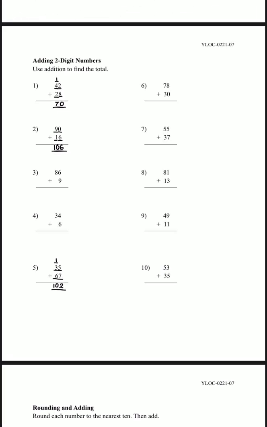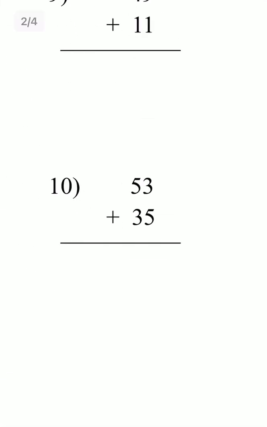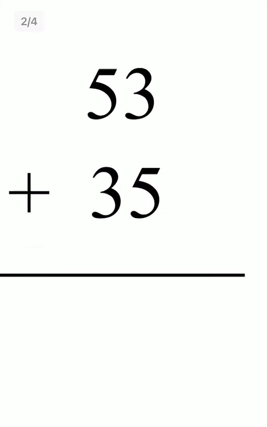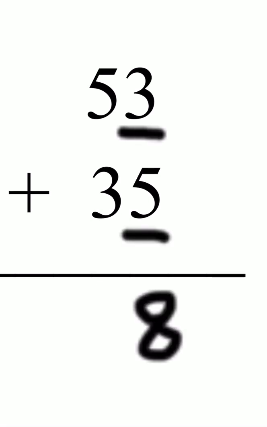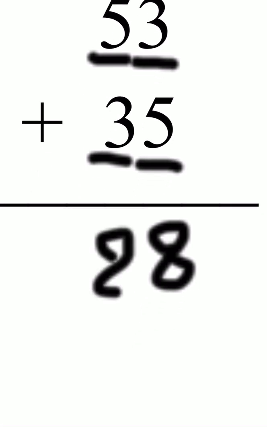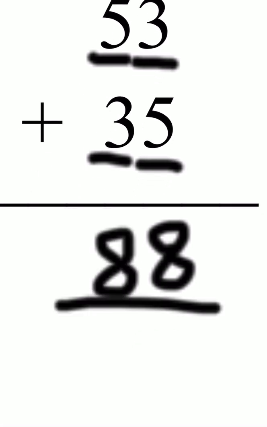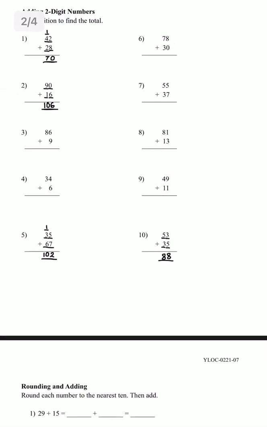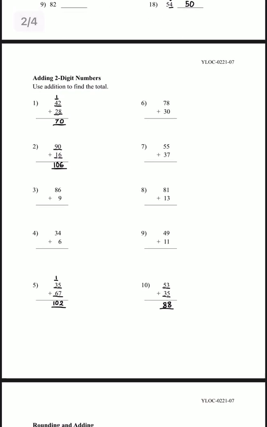Let's look at number 10. So 3 plus 5 is 8. And 5 plus 3 is also 8. So 88 is the answer for number 10. Let's move on to the next page.